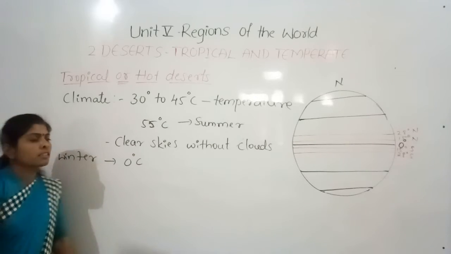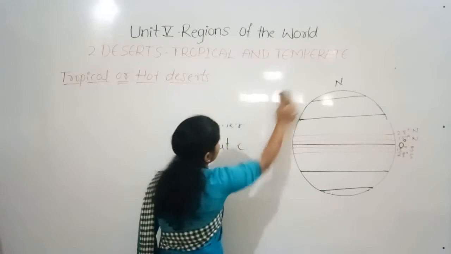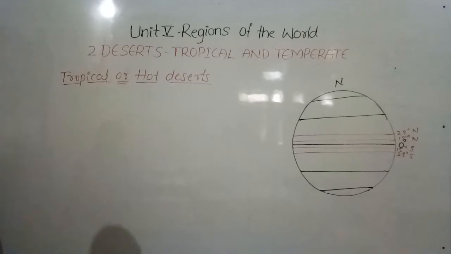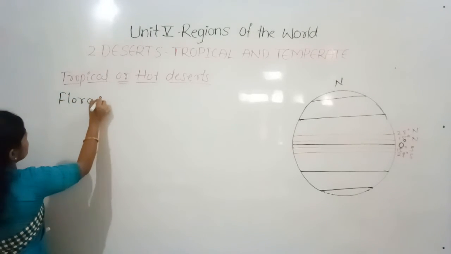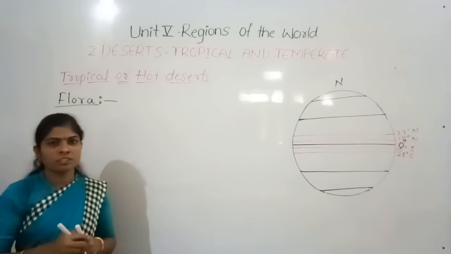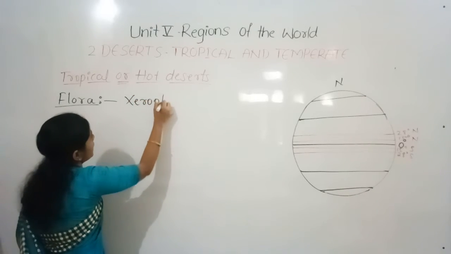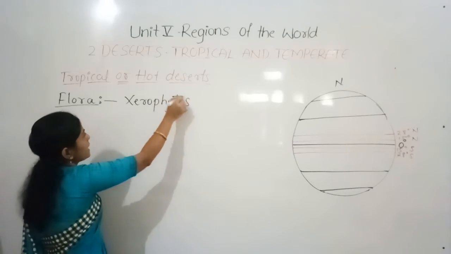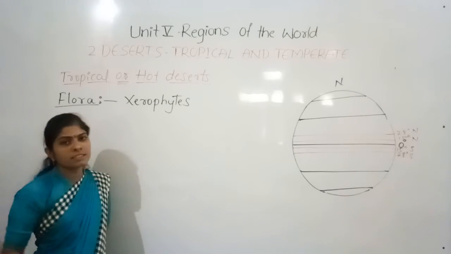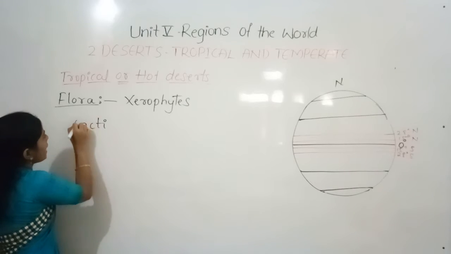The next thing we can discuss is the flora. Here we know that the tropical deserts are dry and arid regions, and the plants which grow in these dry and arid regions are called xerophytes. Mostly the kind of plants we can see here are the cacti.